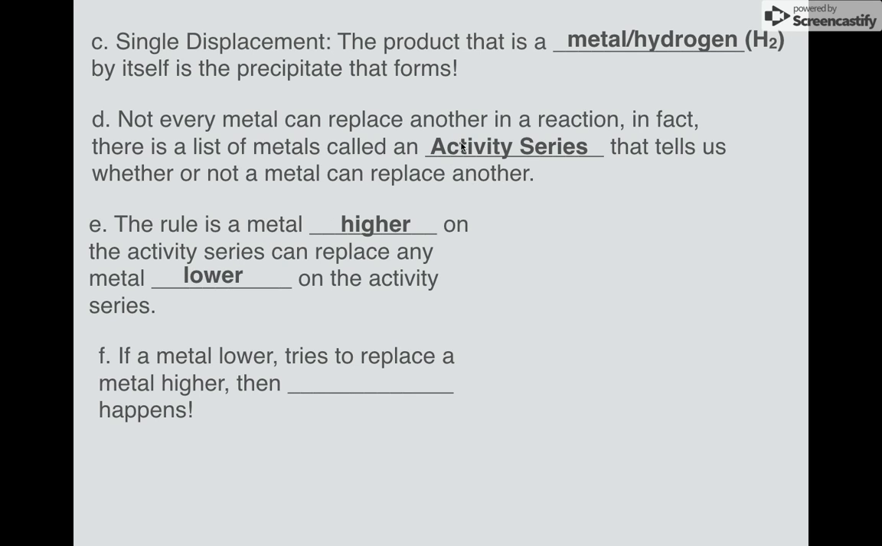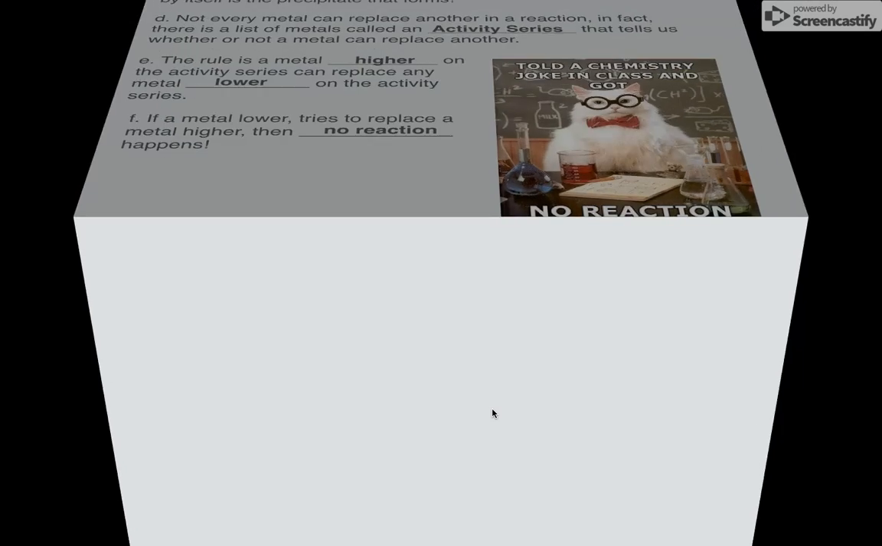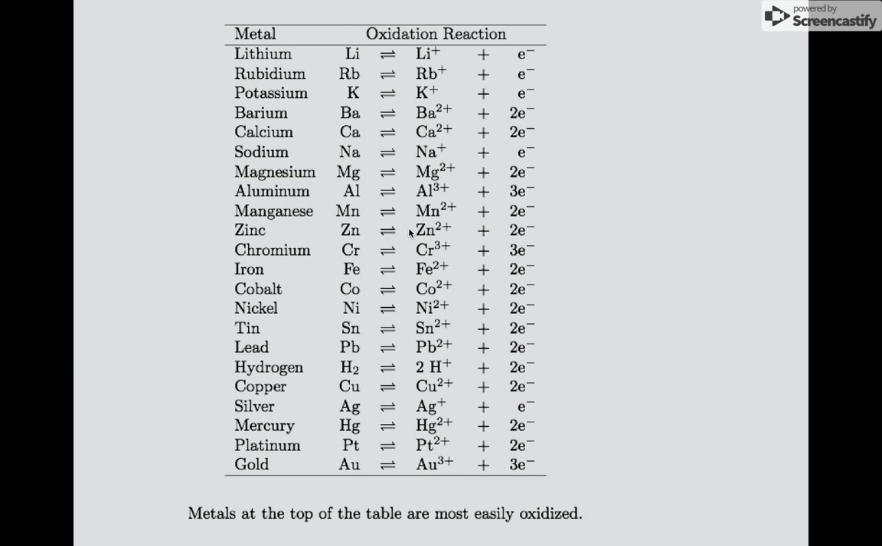So what is the rule for the activity series? The rule is a metal higher on the activity series can always replace a metal lower on the activity series. And if a metal that's lower tries to replace a metal that's higher, nothing happens. What does the activity series look like? Well, thankfully, you're given the activity series. You don't have to memorize them or anything. You're given on your formula page a copy of the activity series. So here's what it looks like.